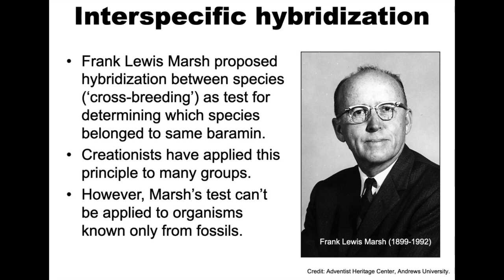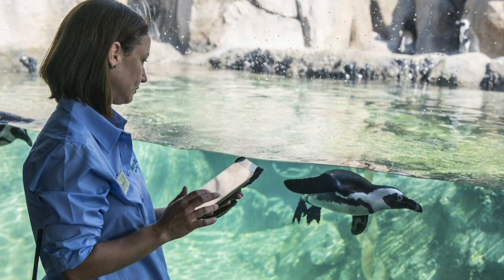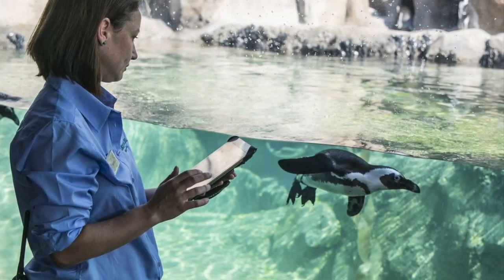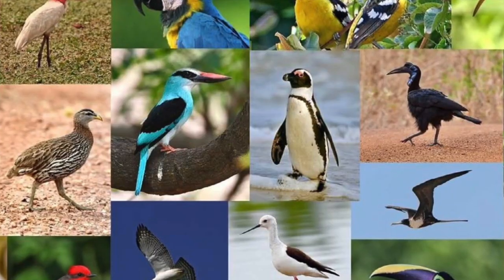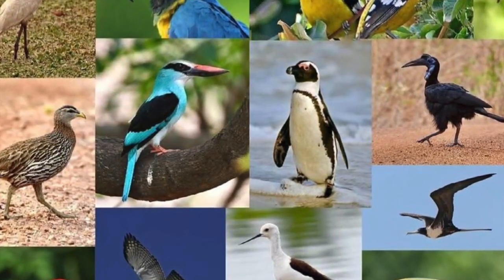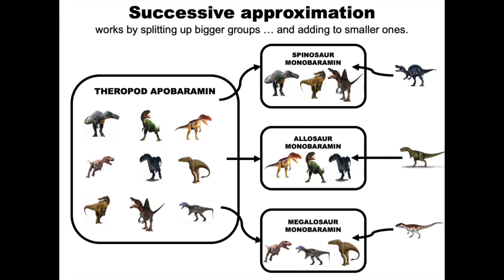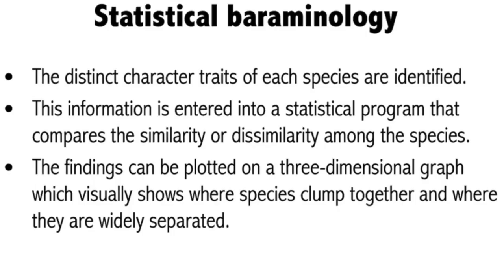However, Marsh's original test can't be applied to organisms known only from fossils, meaning we have to have something living to see how much diversity is within that species. And we can do that today because we're at the end of the line, right? So there should be more species now than there would be going back in time to the bottleneck. Then we have successive approximation. This works by splitting up bigger groups and adding them into smaller groups, until we get into statistical baraminology.